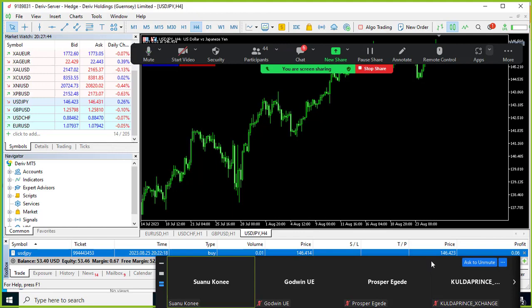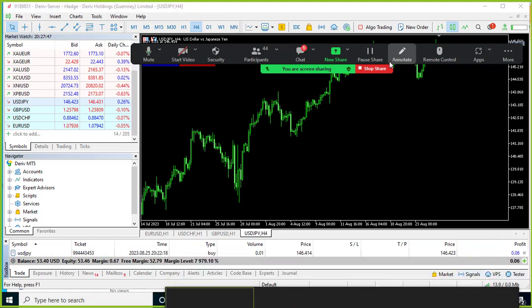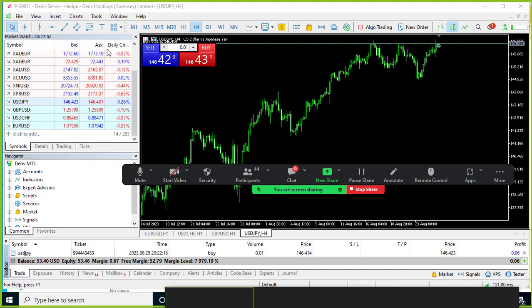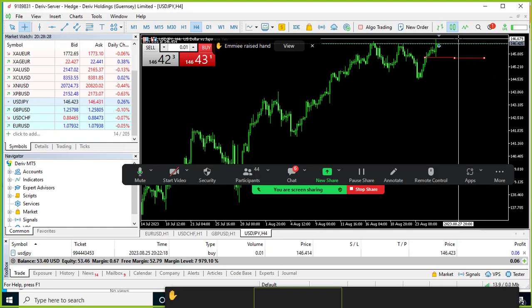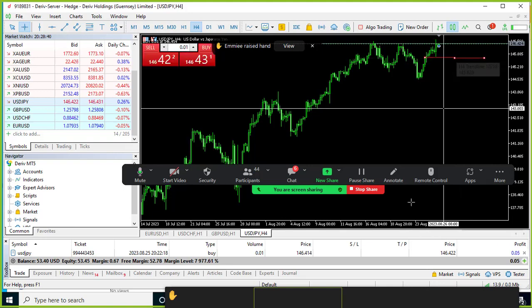But before that will happen, you have to know where your stop loss should be. So let's say I think the stop loss should be here, and the take profit is somewhere up. Let's say the stop loss is at this price of 145.7. Let me use my tool to identify that. So let's say at this point is the stop loss, 145.68, and take profit is somewhere higher here, 146.68. Let's use that.